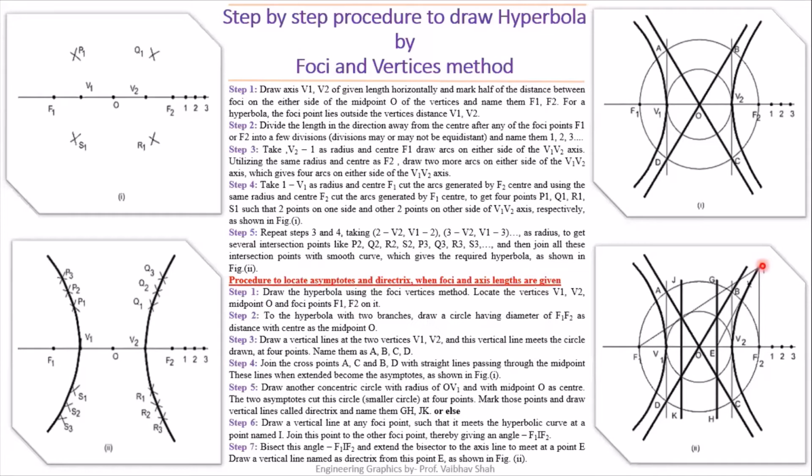After getting this point I, in the next step you have to connect this I with your focal point F1 somewhere here. So we might be having one angle F1 I F2. Now in the next step we have to bisect this given angle by the bisection of angle method, and we might be having one line which is a bisector of this angle, and this line will intersect this horizontal axis somewhere here, and this point is nothing but called point E.